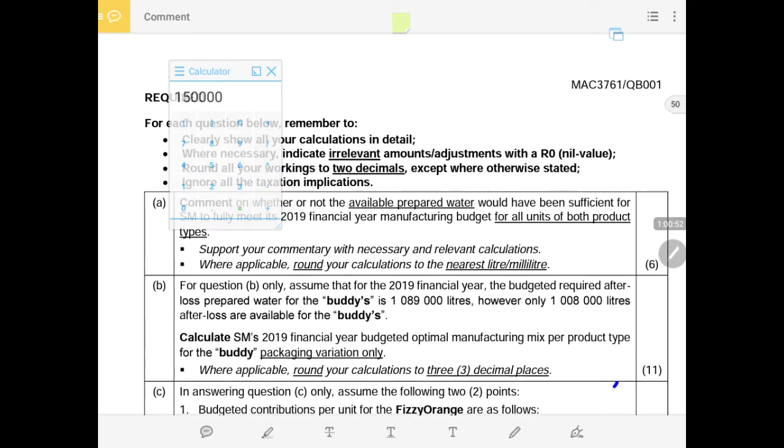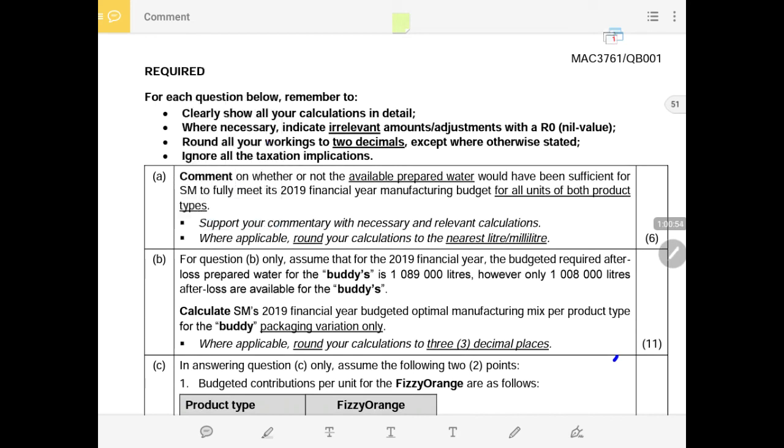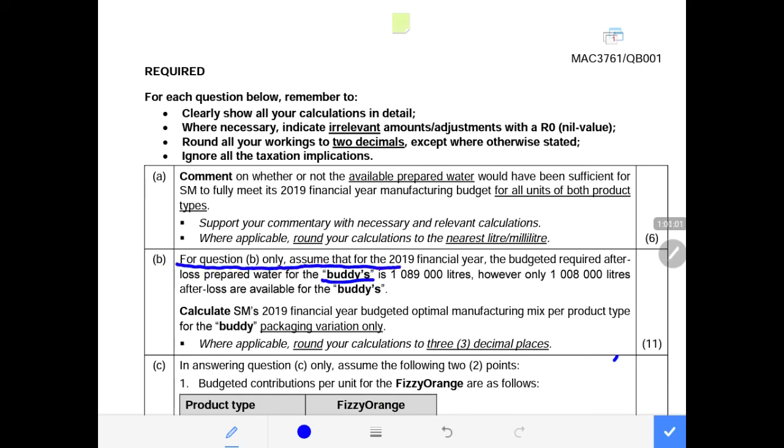Then after that we go to the second part of the question, where we are now provided with the body only. It says for question B only, assume that for the 2019 financial year, the budget required after the loss prepared water for body is 1,089,000. This is the required water. However, only 1,008,000 liters after the loss are available, and both of them are after the loss. We don't have to calculate them before the loss. Everything's already after the loss.